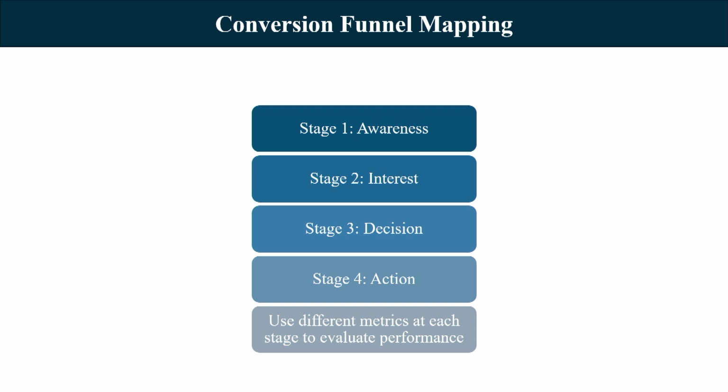So, you can use different metrics at each stage to evaluate the performance. For example, in the awareness stage, the metric we can use is impressions. In the interest stage, click through rate can be of interest in order to evaluate the transition from awareness to interest. In the case of decision, the metric we can look into is conversion rate, and for action, probably purchase rate. So, all these metrics will have different meaning at different stages.